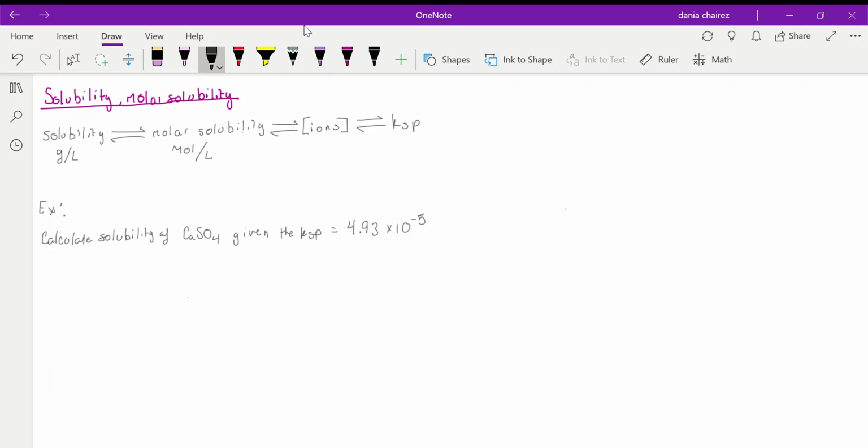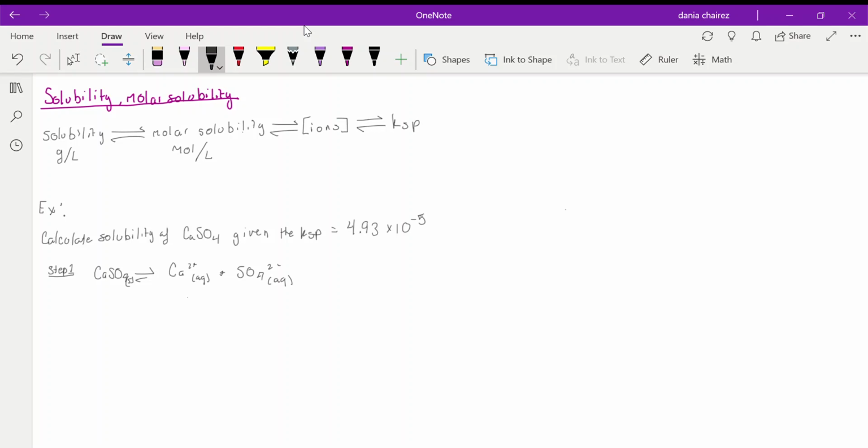So step 1 is just going to be writing our equation. That's a solid, and it would break apart into our calcium ions, which are aqueous, plus our sulfate ions, which are also aqueous.